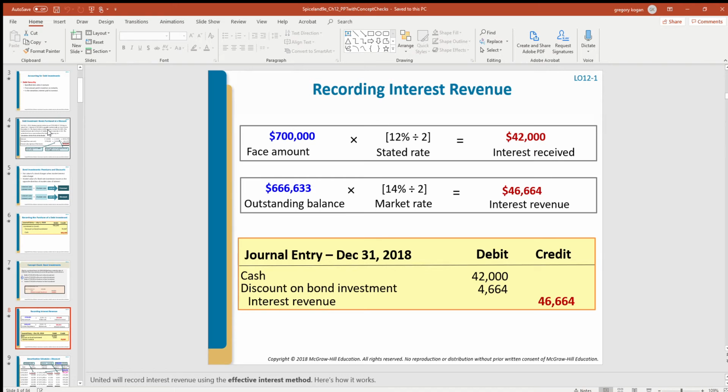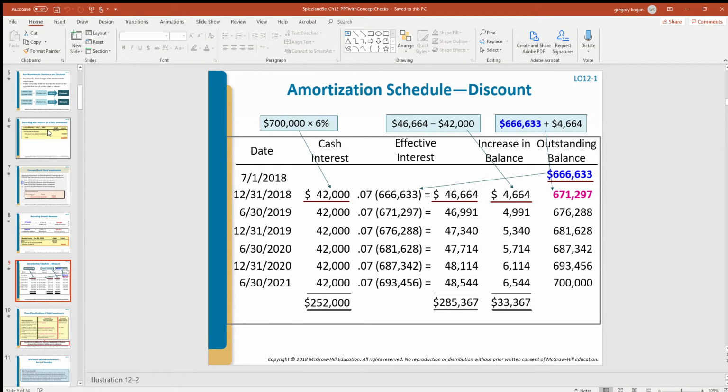The rest is recorded in discount, and we have the calculation backed up for this. And then you record the interest again. You have interest revenue, and then cash, and the discount on bond investment is the difference. And then when we look over at this, basically what you have to know with the discount, you also have to know where the discount is at the different periods.